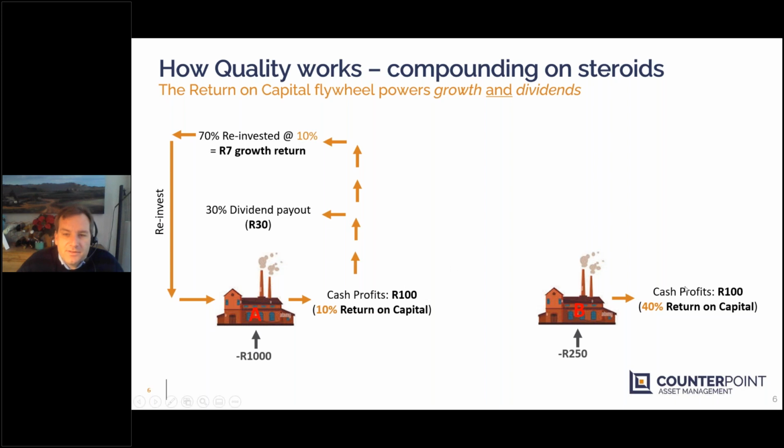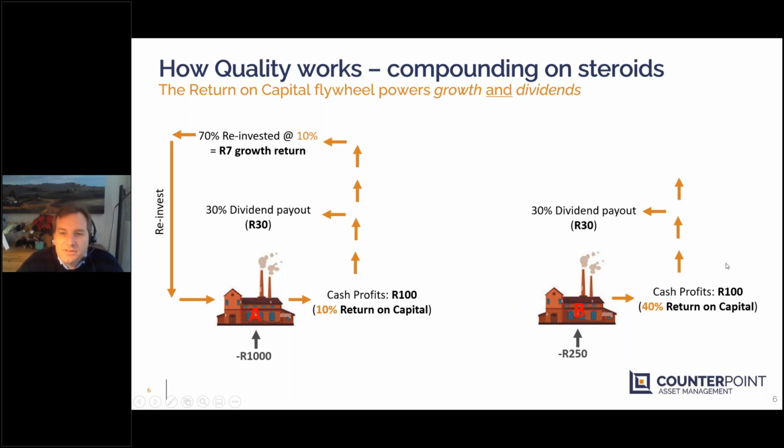Notice that the profits of these two businesses are the same, but the capital invested is less. It's 1/4 of the capital invested, yet we're generating the same amount of profit. Now we have the same decision to make. We're going to pay out 30% as a dividend. Okay, so we've got the same dividends, but we had a much lower investment from only 250 Rand. We had to invest 250 to get 30 Rand. Previously, it was 1,000 to get 30 Rand.